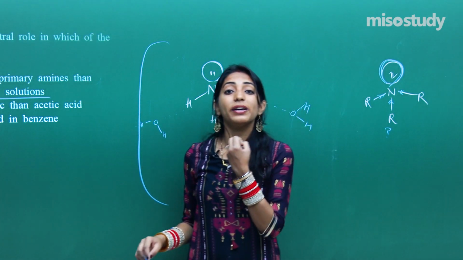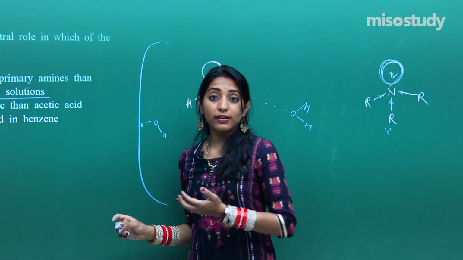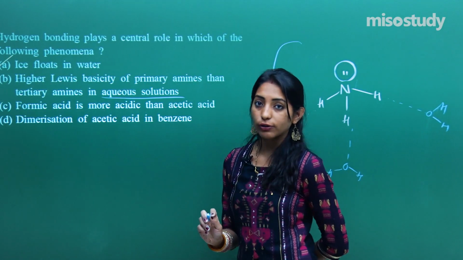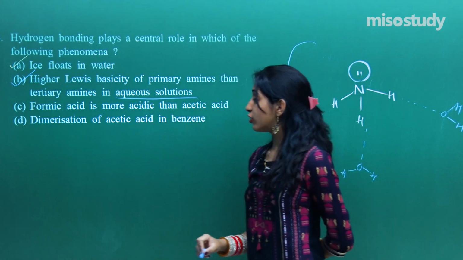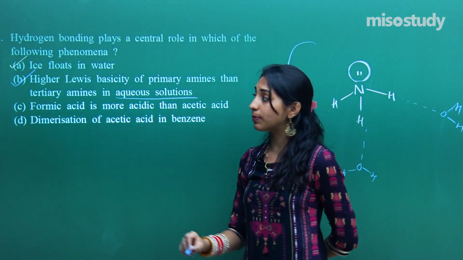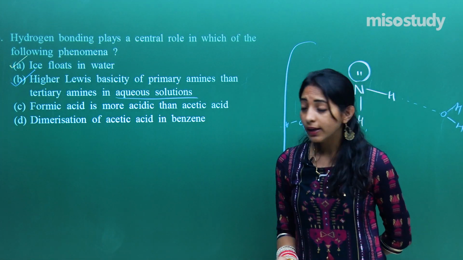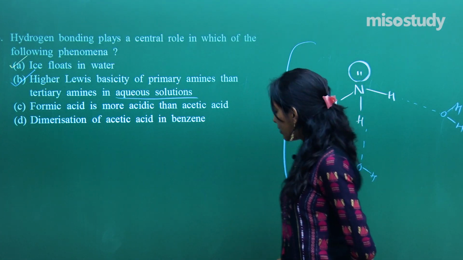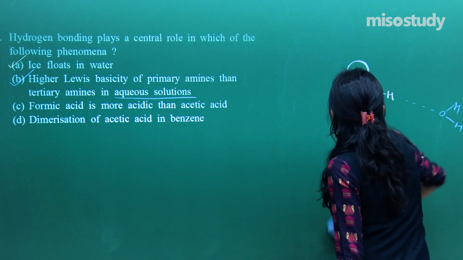Because of which there will be a change in the basic character, and the order that we expected will be reversed in the aqueous solution. So yes, the higher Lewis basicity of primary amines than the tertiary amines can be explained on the basis of hydrogen bonding itself.